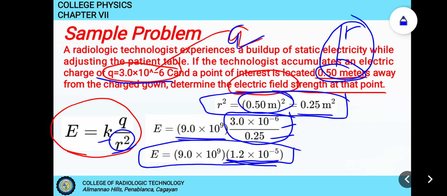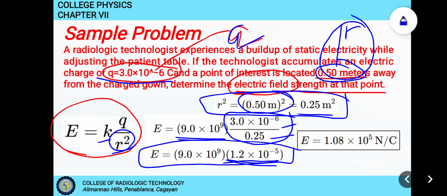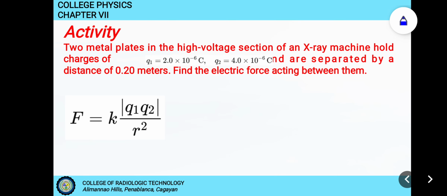Okay. If you're going to compute that in your calculator, that will give you an electric field strength at that point of 1.08 times 10 raised to 5 Newton per coulomb. Why Newton per coulomb, ma'am? Because we are talking about electric field. Okay, and the unit for electric field, class, is Newton per coulomb. Now, let's have here the next one, natakpan siya.